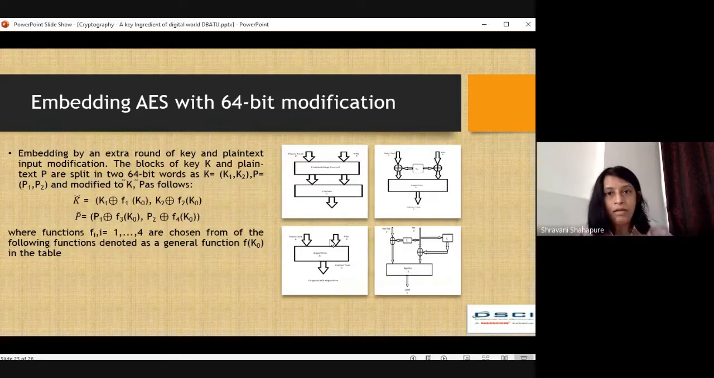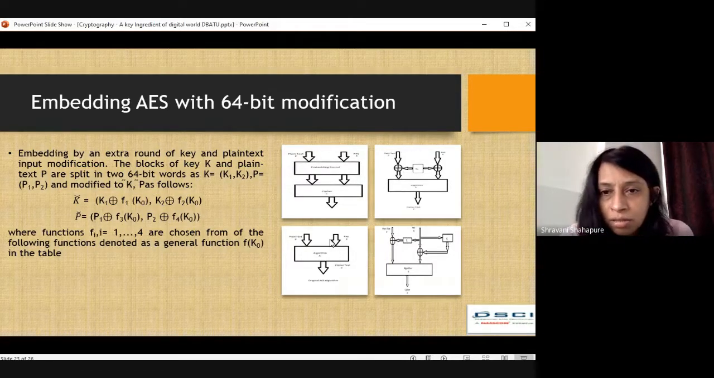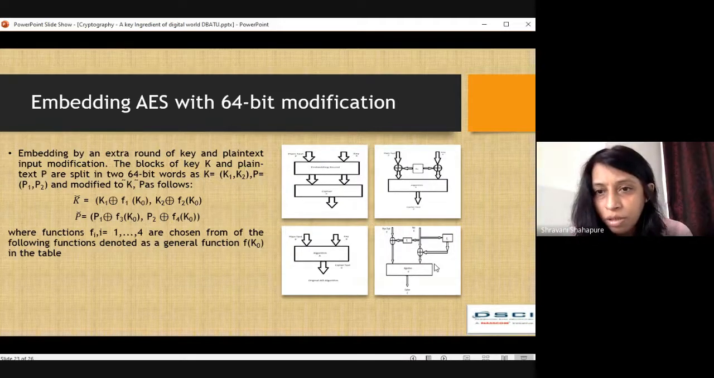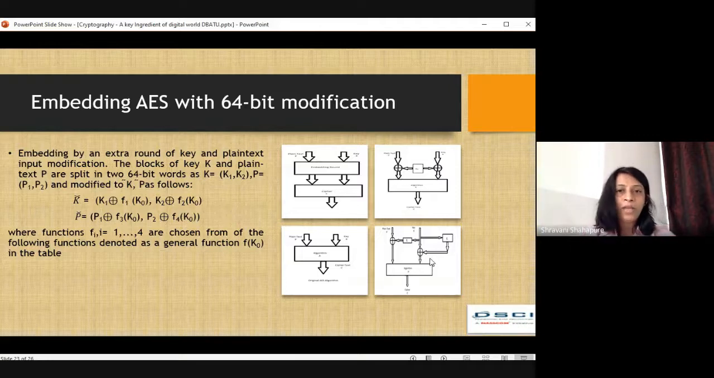Here we can see in the image, in the leftmost down corner, the original algorithm. Above it you can see the embedded one, where one function or one round is embedded. In the rightmost upper corner image, the extra key has been given to the plaintext and the original key. In the last figure down here, the key is given to the plaintext and a key drawn from the original key. So these are different ways we can embed our algorithm and generate different ciphertext. We can move on to the next slide.